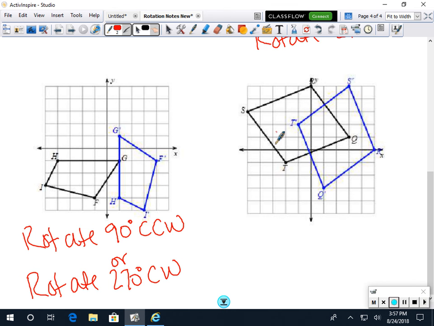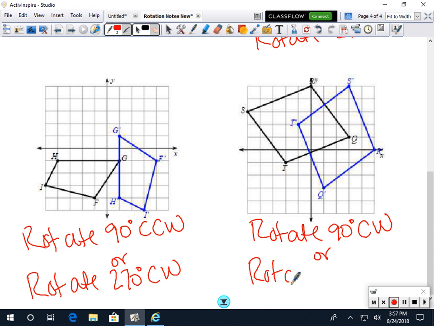Okay, looking at the last one here, I start with my pre-image here. To get to my image, I rotate 90 degrees clockwise. Or again, 3 rotations, 270 degrees counterclockwise. And that is how we do rotations.